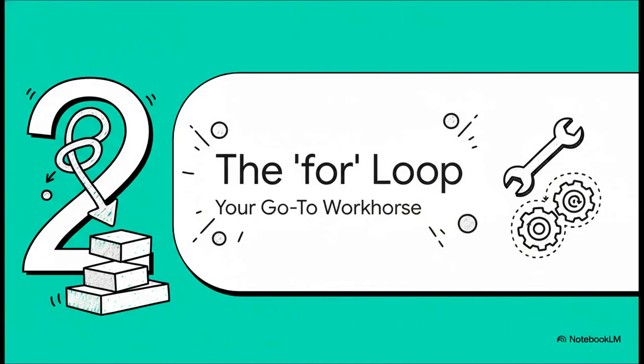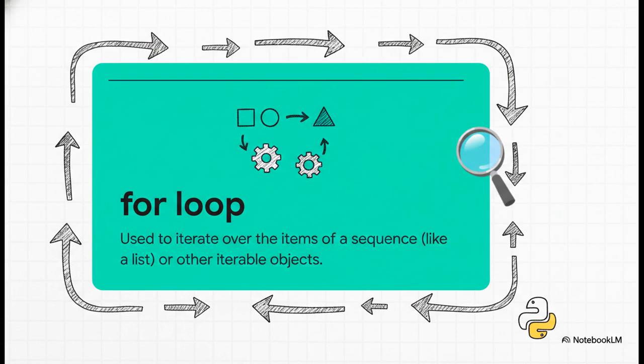Okay, so let's get our hands dirty with the first and probably most common type of loop you'll ever use in Python. It's the for loop. Think of this as your workhorse, the tool you'll reach for whenever you need to go through a bunch of items one by one. So what is it exactly? Well, a for loop basically looks at a sequence, like a list of names or a bunch of numbers, and it runs a chunk of your code for every single item in that list. It works on anything that's iterable, which sounds technical, but it just means anything you can go through one item at a time. Simple as that.